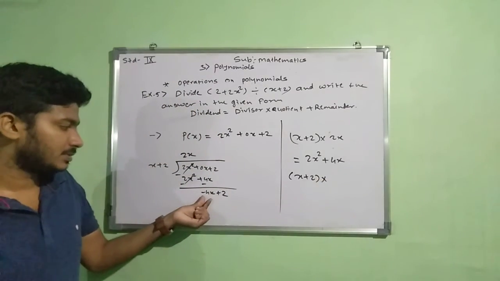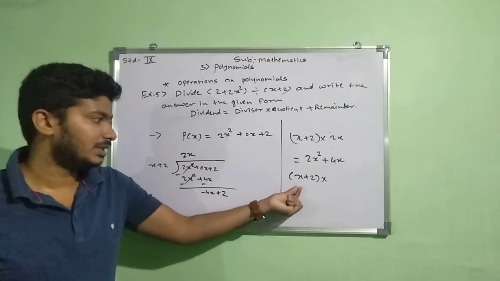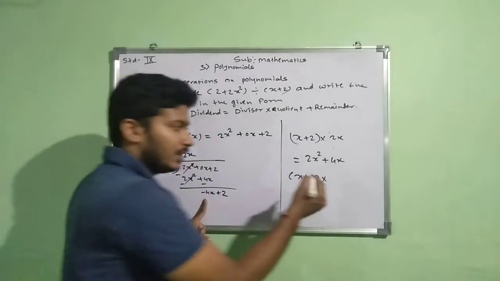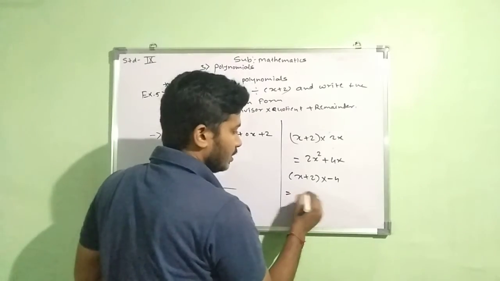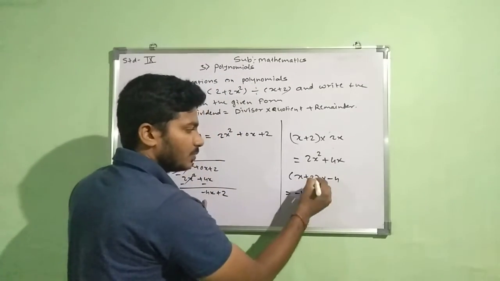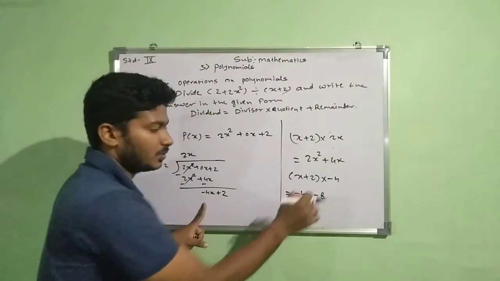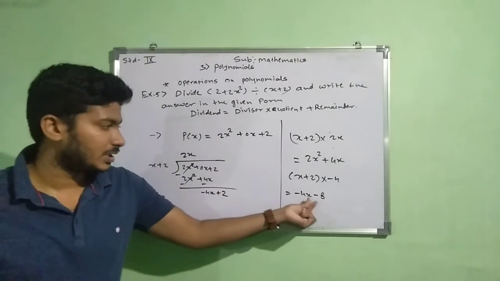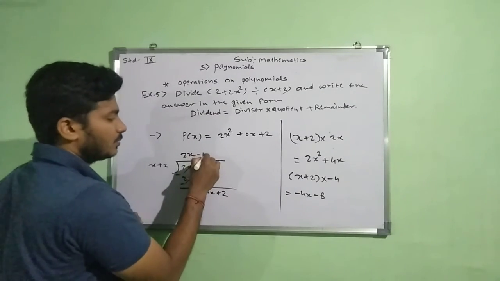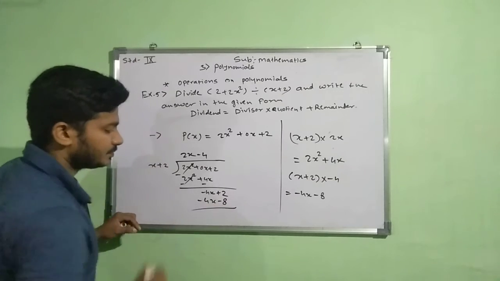Now we want minus 4x in the place of the first term of our divisor. So for that we will multiply our divisor by minus 4. So the multiplication of minus 4 with x will be minus 4x, and the multiplication of 2 with minus 4 will be minus 8. So we will get minus 4x minus 8 after multiplying by minus 4. So minus 4 will come over here, minus 4x minus 8.